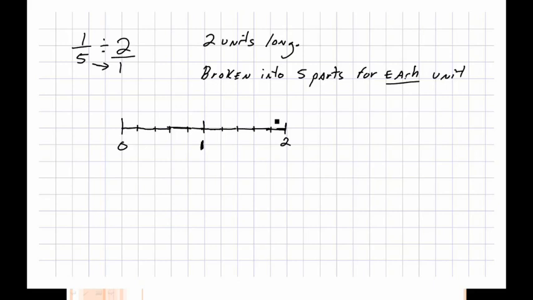Now, the second thing we need to be able to do is determine where each of these numbers are located on our number line. Well, it's pretty clear to see 2 is here, so that's our divisor. And 1/5, if we look at this unit of 1 that's broken into 5 equal parts, then one of those 5 parts is 1/5.